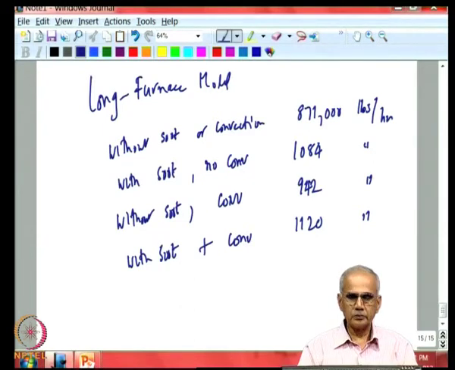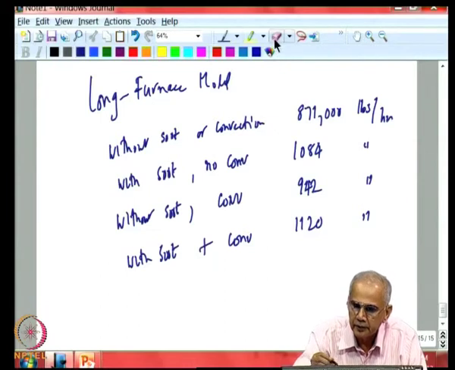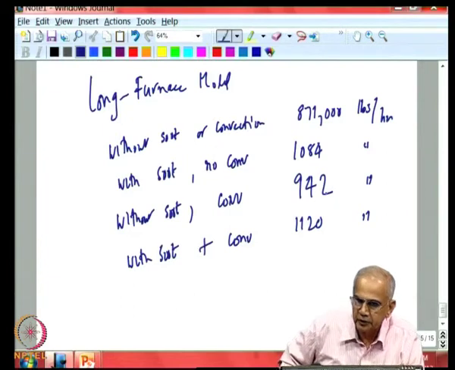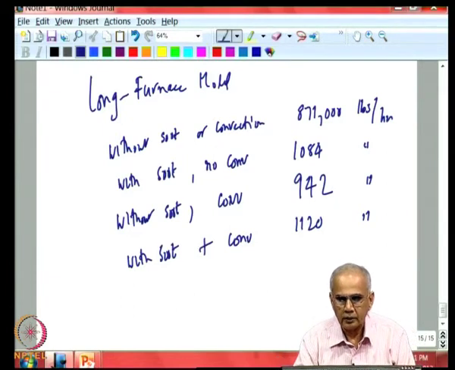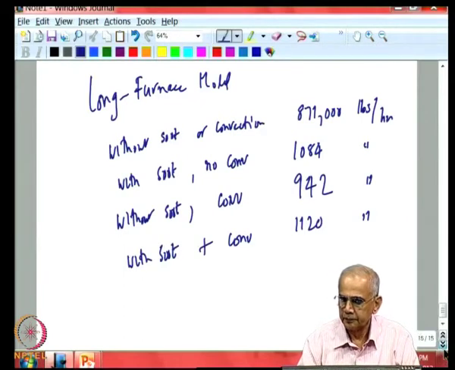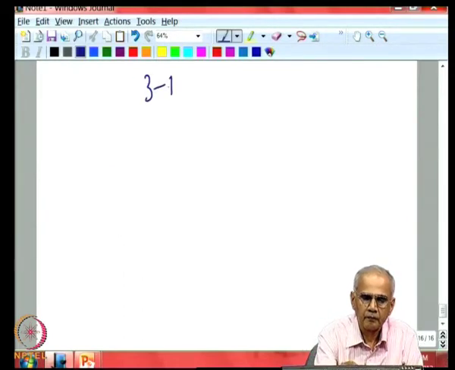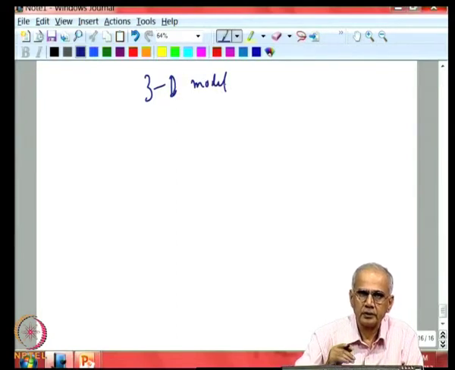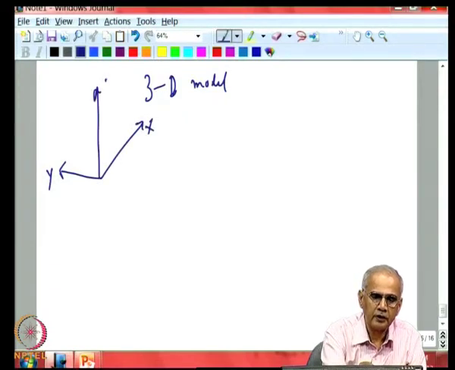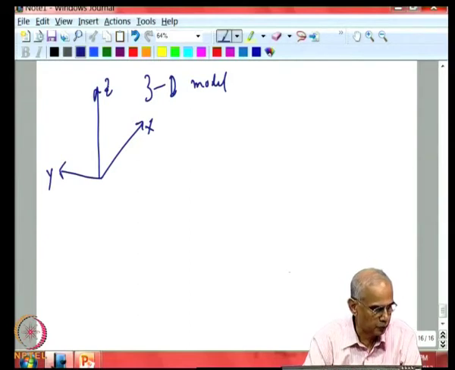It tended to routinely overestimate the steam generation. So, quite clearly we need to go to the full 3D model, which accounts for variation in the x, y and z direction. So, all the 3 dimensions you account for, the volume elements and so on.